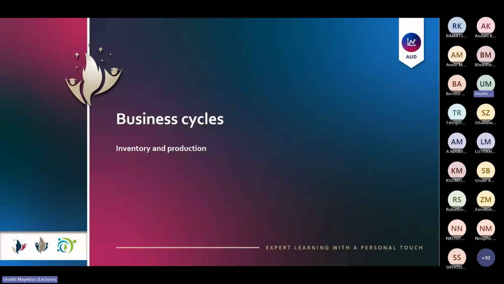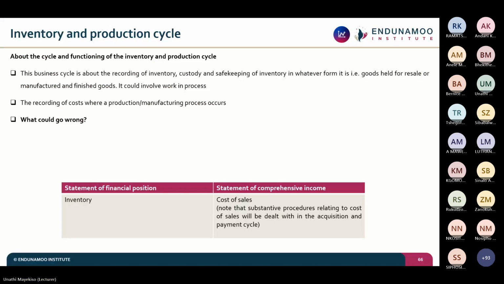So when people say you can't audit in isolation, this is what they mean. You need to be able to see how all the different disciplines are linking into what it is that you are auditing. The cycle is about inventory, which also includes the storing of the inventory, which is the custody and safekeeping for goods that are purchased and held for resale, or goods that have been manufactured and are held as finished goods, or work in progress. And then the recording of the production process, from your raw materials through conversion to your finished goods.